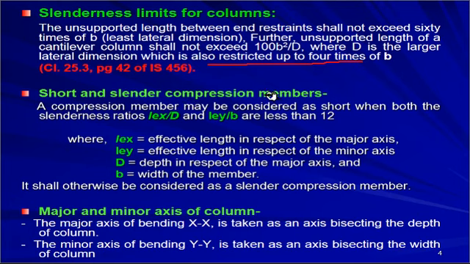Well, short and slender compression member, this is one type of classification, also called short and long column. According to the IS code, a compression member may be considered as short when both the slenderness ratios, that is LEX by D and LEY by B, are less than 12.